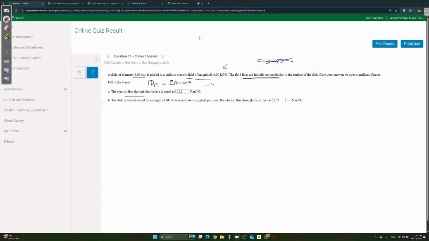Theta is the angle between, let's say this is the surface, this is the electric field. It's not the angle between the electric field and the surface, it's the angle between the electric field and the line perpendicular to the surface. The line perpendicular to the surface looks like this, right? What's the angle between E and that line? We call it N. It's 0 degrees. So when we say that the lines are perpendicular to the disk, theta is equal to 0 degrees. Anyway, so EA cos 0.